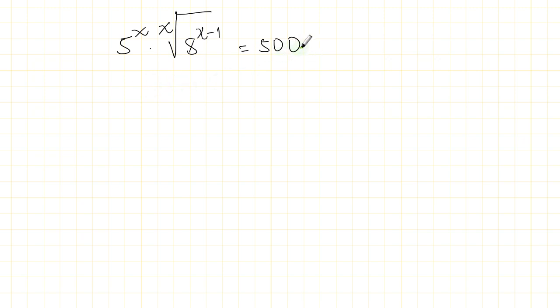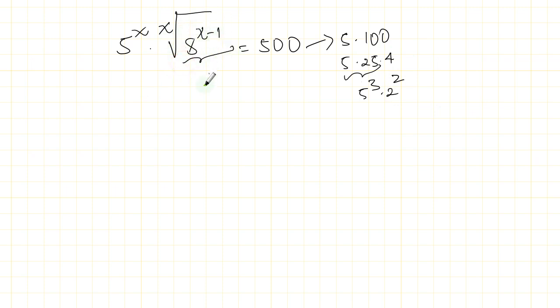Well, first of all, let me say here that I can write this 500 as 5 times 100. And 100 is what? I can write this as 25 times 4. So here, this is 5 to the power of 3 because this is 5 squared, and then we have times 2 squared, which is 4. So now from here, we can rewrite this one here.